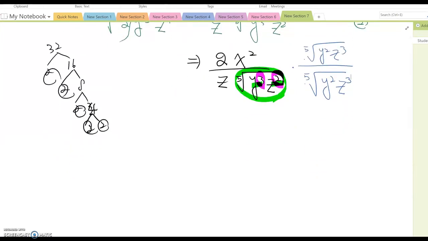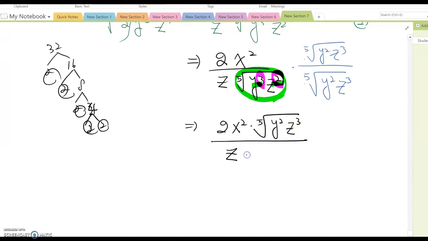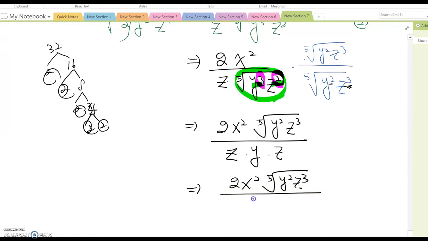Okay, so this becomes 2x squared times the fifth root of y squared z cubed, over z times, now 1, 2, 3, 4, 5, so y comes out. 1, 2, 3, 4, 5, so 1 z comes out. Therefore, the answer becomes 2x squared fifth root of y squared z cubed over y z squared. That should be the final answer.